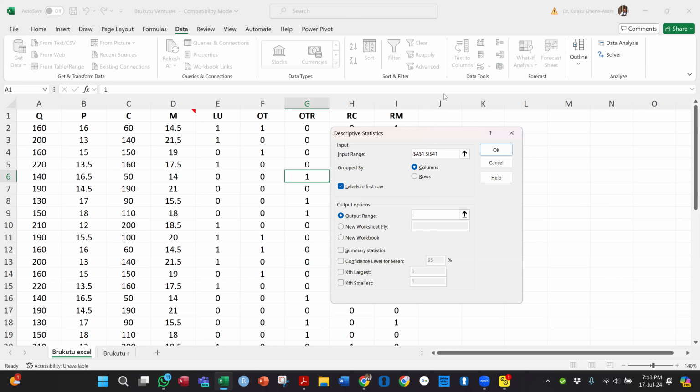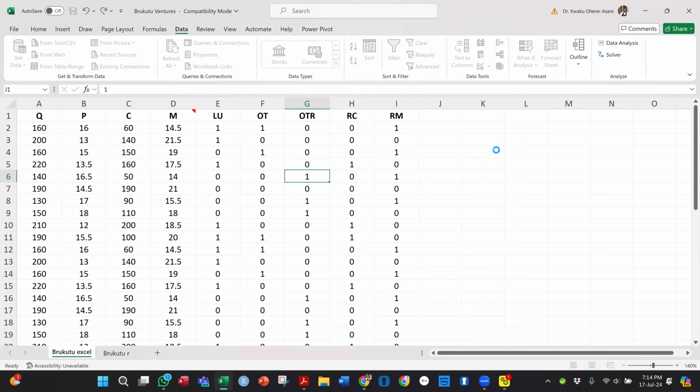Select any empty cell on the right from column J. I'm just clicking the first cell. The moment you do that, I chose J1. The J1 will be collected inside the output range. Then come down a bit and select summary statistics. You are done. If you follow this rigidly, you click OK, it is going to generate the descriptive statistics for you.